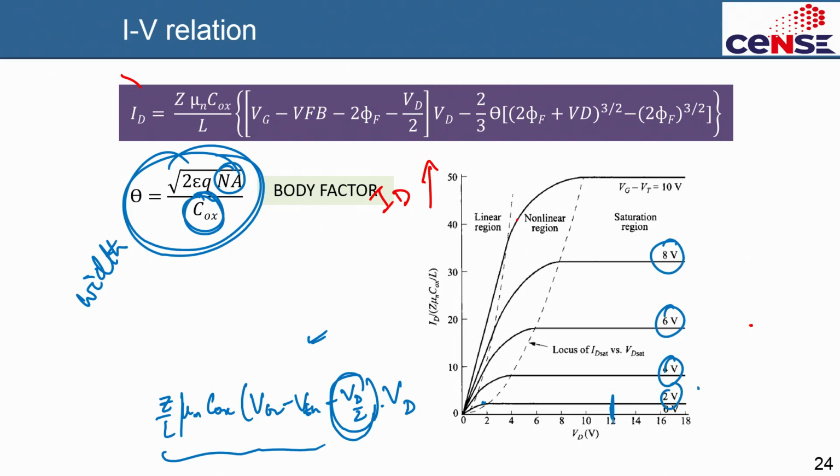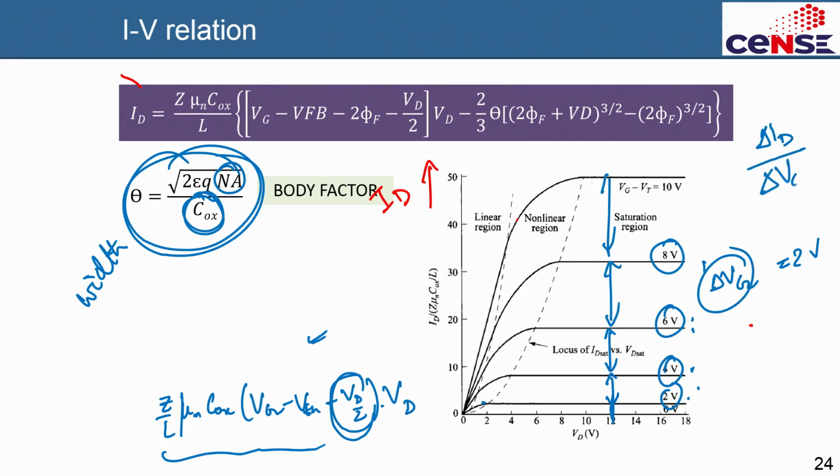Suppose I fix it here, then with different gate voltages from 2 to 4, 4 to 6, 6 to 8, the gate is changing by a constant amount, which is 2 volt, right? But the drain current is changing differently. Here I am increasing even more, here it's increasing even more, here even more. So the rate at which this drain current or the output current is changing with respect to the gate voltage, that is called transconductance.